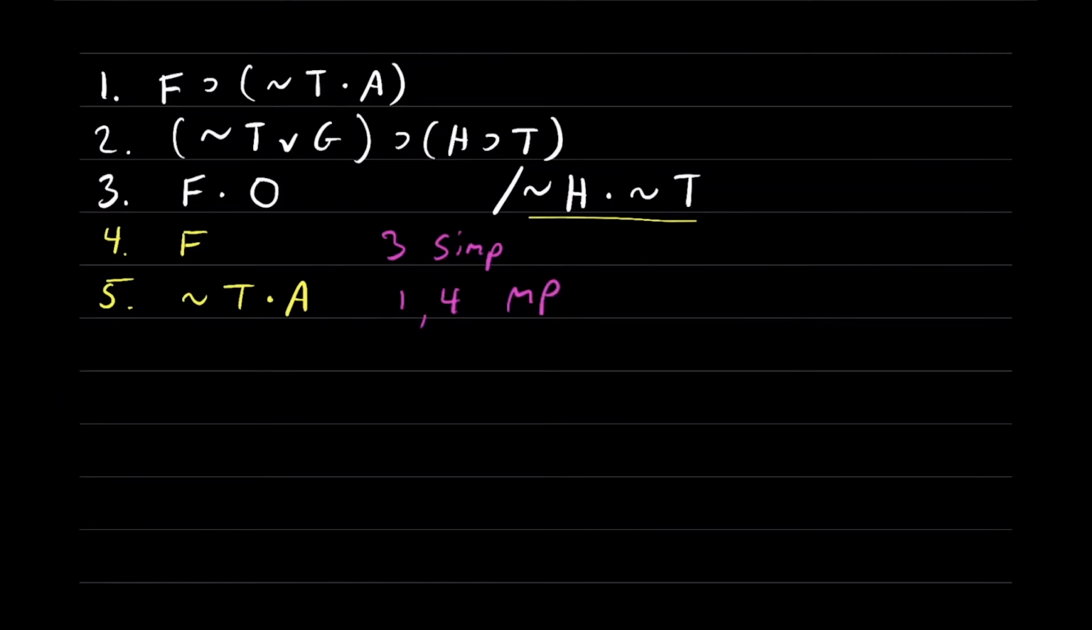Okay. Well, we have another conjunction, not T and A now. So let's simplify that and get not T on its own line. That's going to follow from line 5 by simplification.